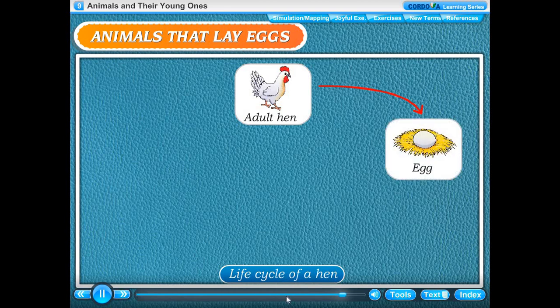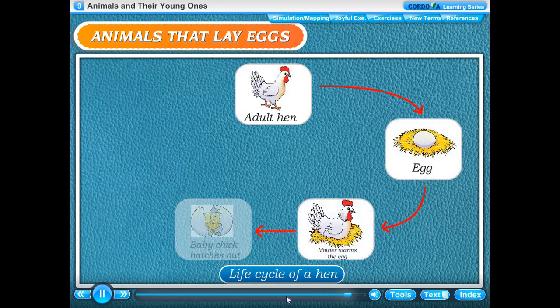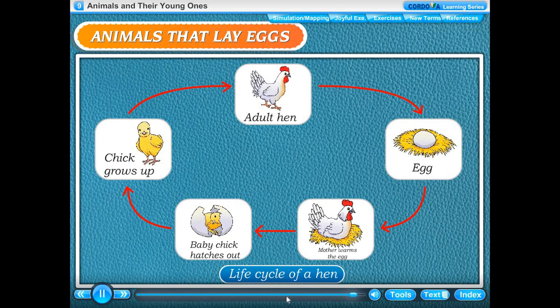Life cycle of a hen. Adult hen. Egg. Mother warms the egg. Baby chick hatches out. Chick grows up.